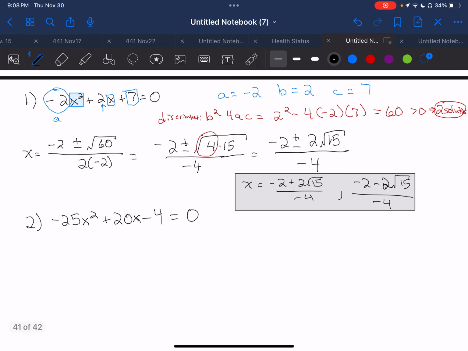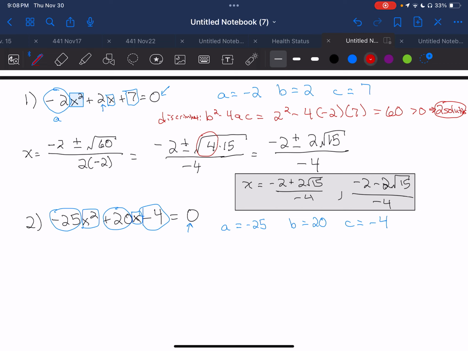Number 2, we have this in the correct form already. We have equal to 0. It's very important that you have a 0 on one side in order to use this formula. So now we can get A, B, and C. Look for your x squared term. That gives you your A, negative 25. Look for your x term. That gives you your B. Include the sign on it, whatever that is. This is a positive 20. And your constant, which is negative 4.